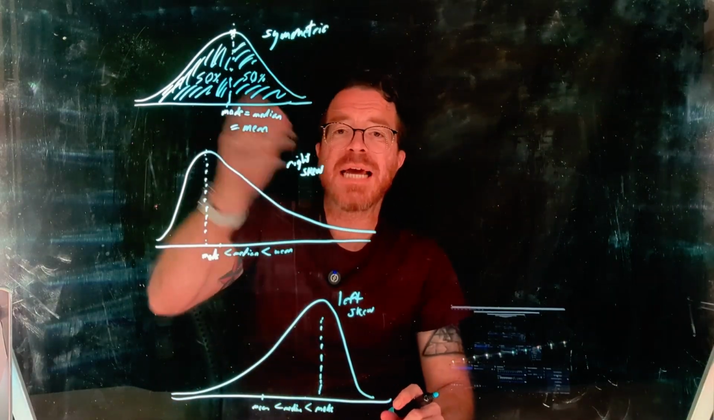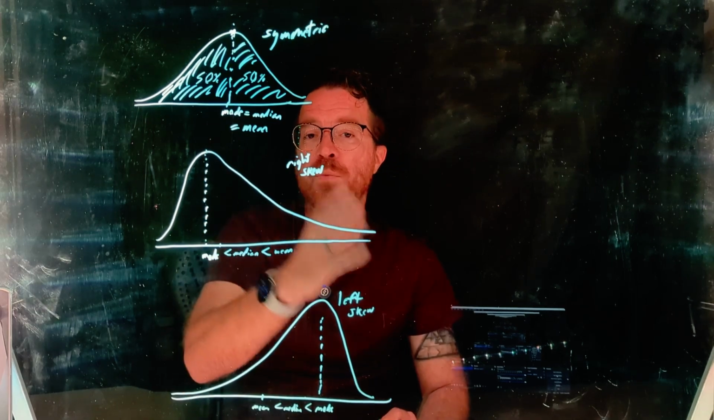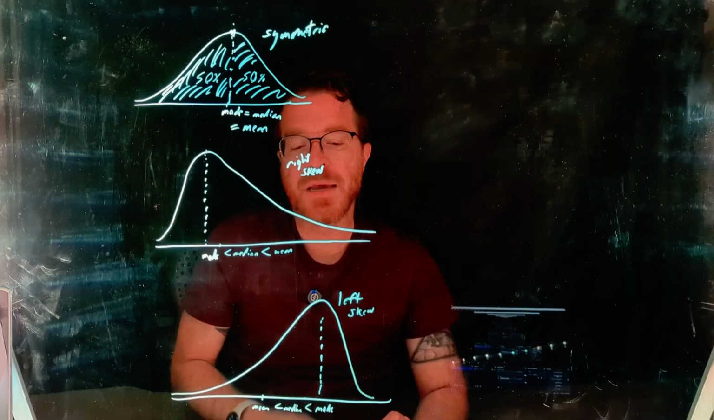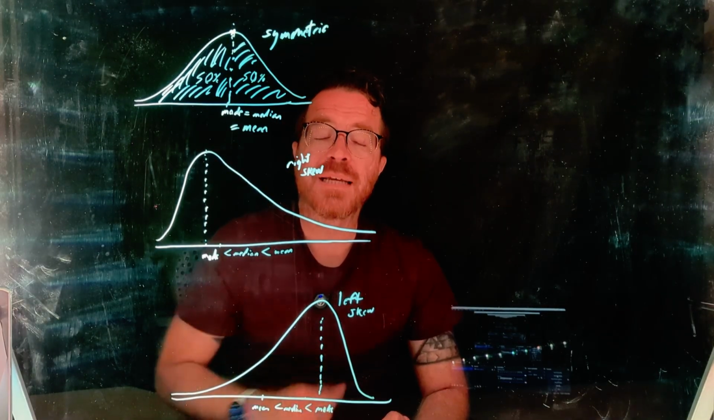So when you have symmetric data, we are going to have mean equals median equals mode. When we have right skewed data, we have that our mode is less than our median is less than our mean. And when we have left skewed data, it means that our mean will be less than our median will be less than our mode.